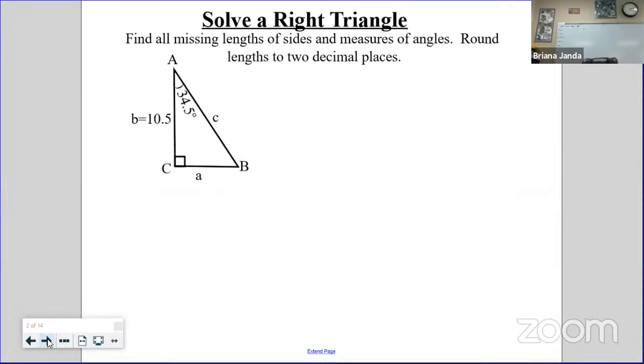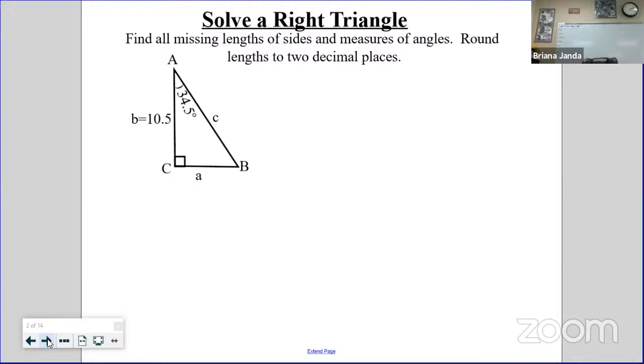One of the things in this section is the idea of solving a right triangle. All that means is when you're solving a right triangle, you're finding your missing information. And you have to be given 3 pieces of information to solve a right triangle. As you can see in this particular example, we've got a right angle at C. At angle A, we've got 34.5 degrees. And then we've got side little b as being 10.5, which means we have 3 unknowns as well. We've got angle B and then our 2 missing sides here.